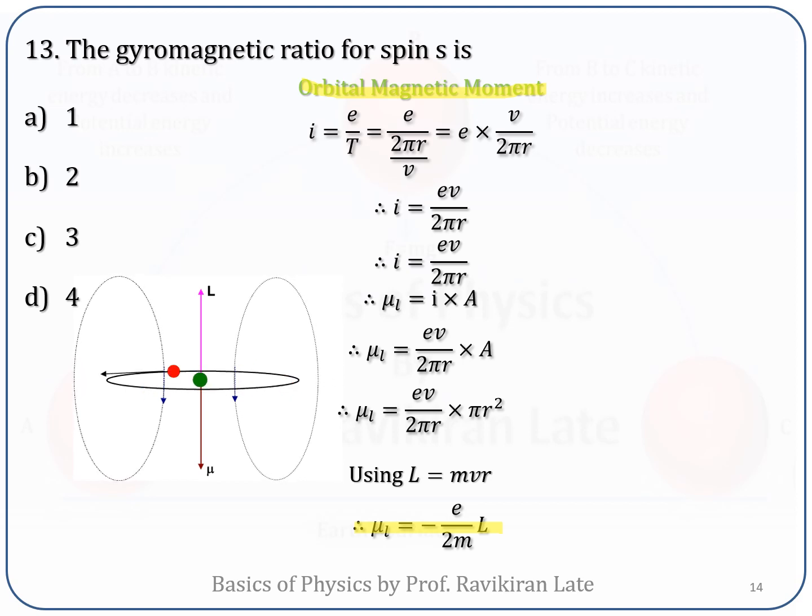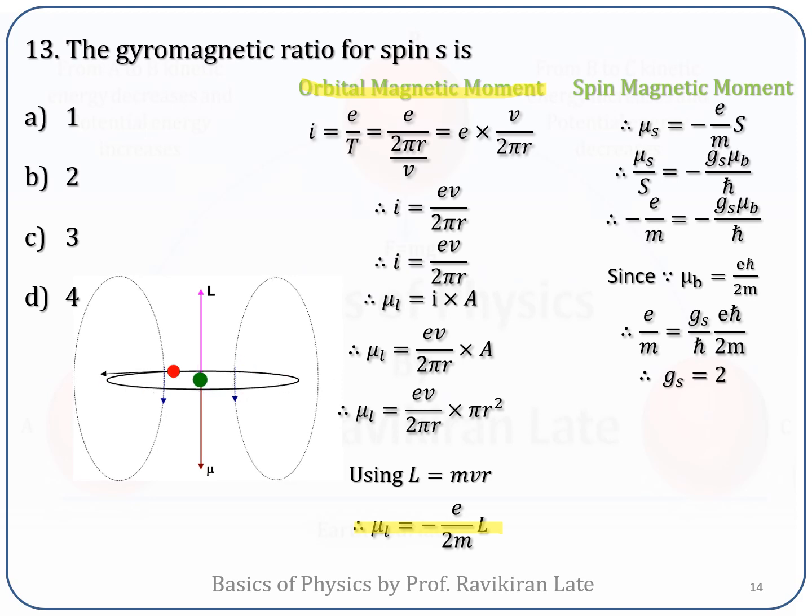Similar to the orbital magnetic moment, we calculated the spin magnetic moment associated with that electron, and we got a similar relation: mu L is equal to e upon 2m into L. For the spin angular part, the spin magnetic moment is minus e upon m into S. If you compare this expression with the standard expression, that is Gs mu B upon h cross, you can see that Gs is equal to 2.